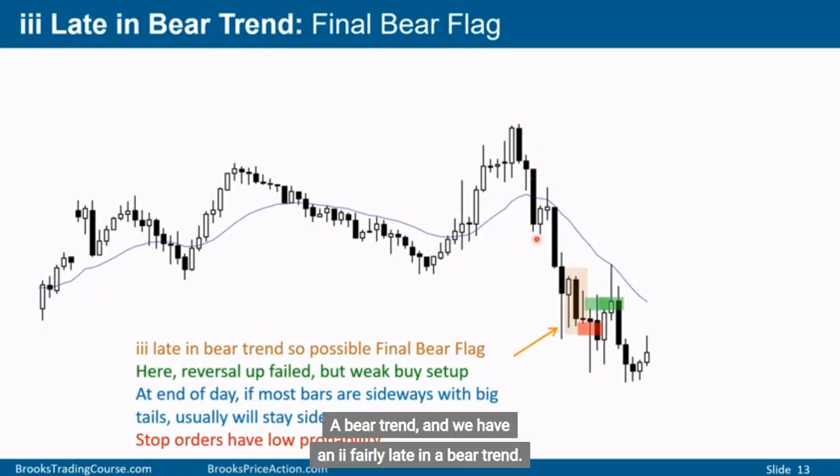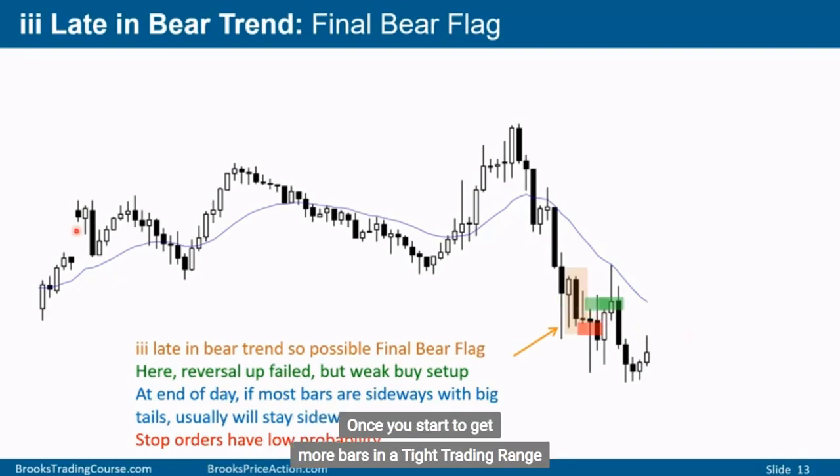A bear trend, and we have an II fairly late in a bear trend. It's a bear bar closing near its low, reasonable to sell below, and then a doji bar. So we went down, we went up, we went down, we went up, and now we went up and we went down. And now we have 4 sideways bars and a doji bar.